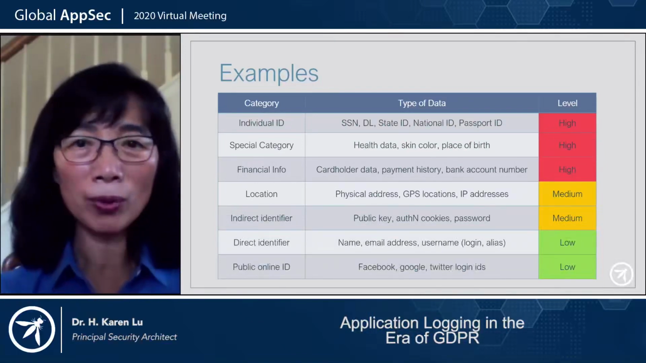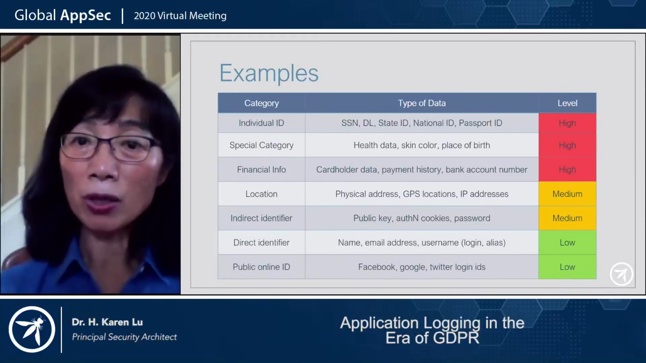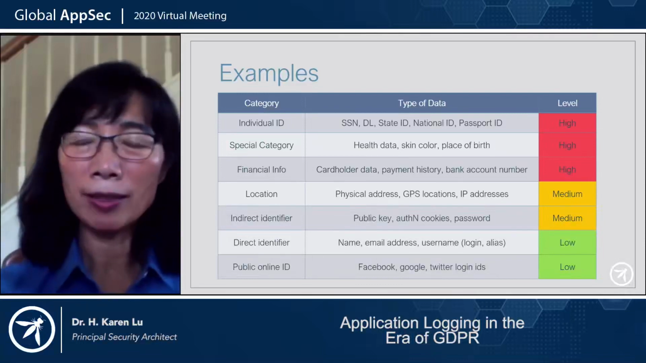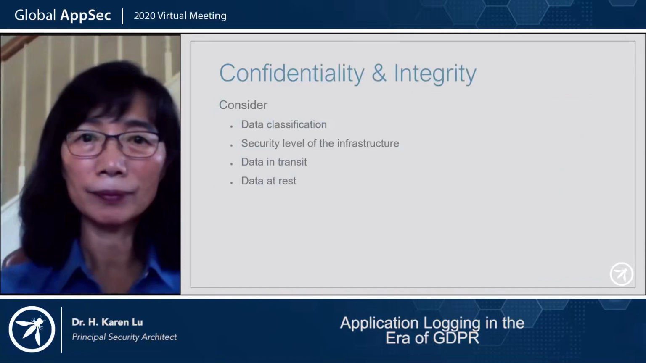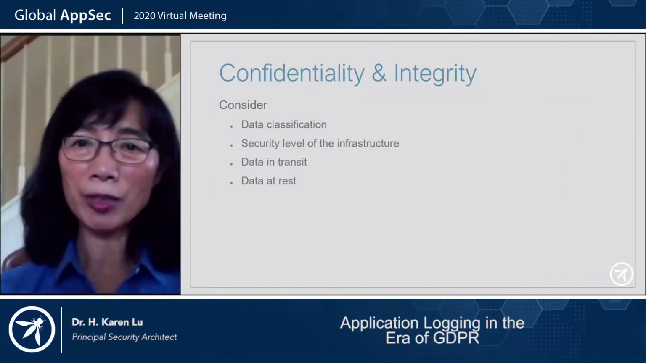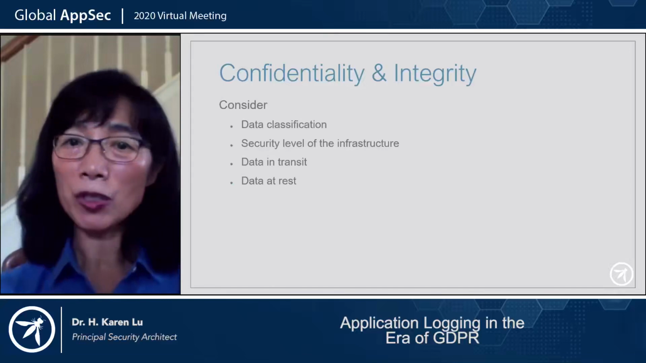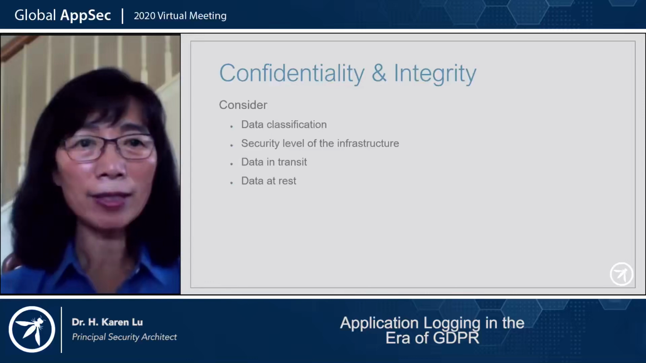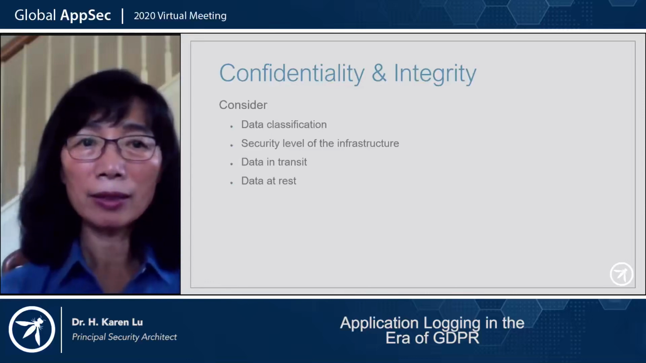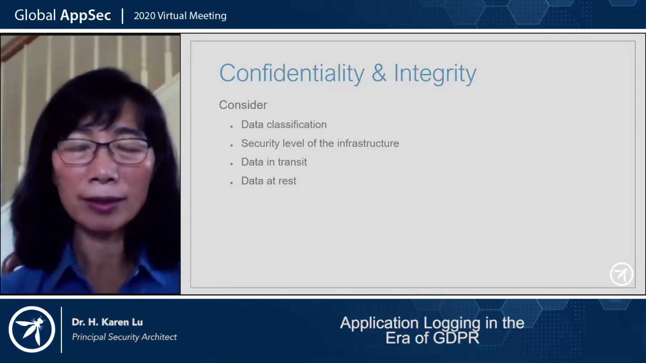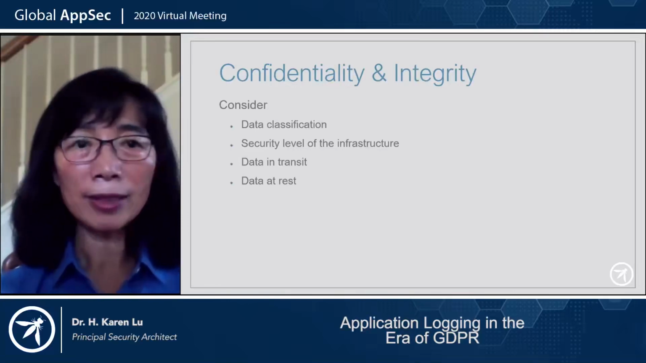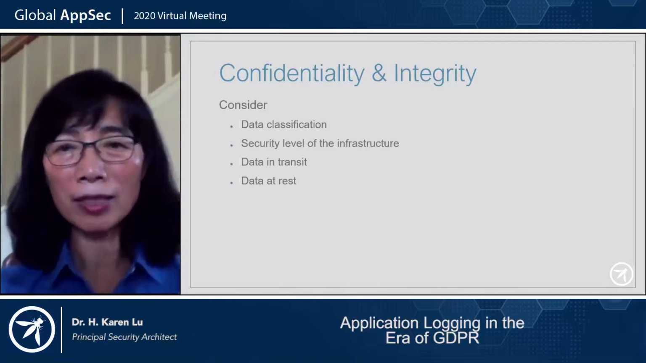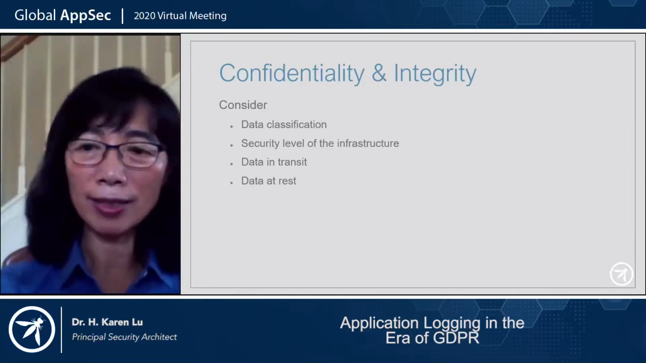So these are what we do in Thales DIS. Your company may do it differently. Data protection should be appropriate to the classification. How much security protection that we must apply to personal data in logs depend on many factors. We should consider the data classification, security level of the infrastructure of the application, data in transit, and the data at rest. The higher the classification level, the more protection is needed.